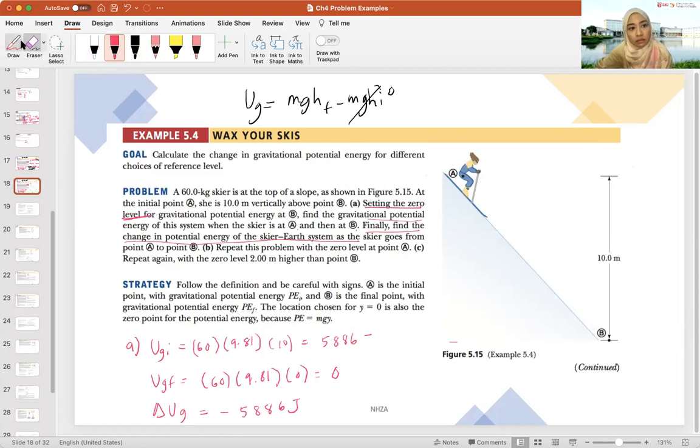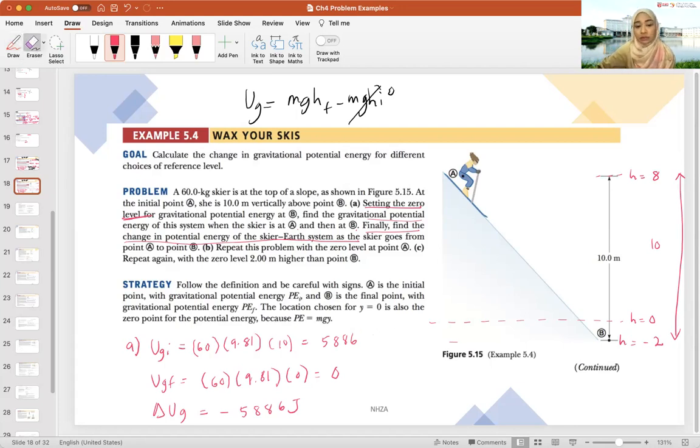Dia nak kat sini. Dia nak dekat sini 2 meter above point B. 2 meter above point B is H equals to 0. Dia nak kat sini pula. So maksudnya kat sini, point kat sini adalah minus 2. And at this point, H is going to be 8. Perbezaan antara point final dengan point initial masih 10. This is the important point here. Masih 10. So atas ni 8. Kat tengah-tengah ni kosong, bawah ni 2. Apa yang akan berlaku? So let's find out.